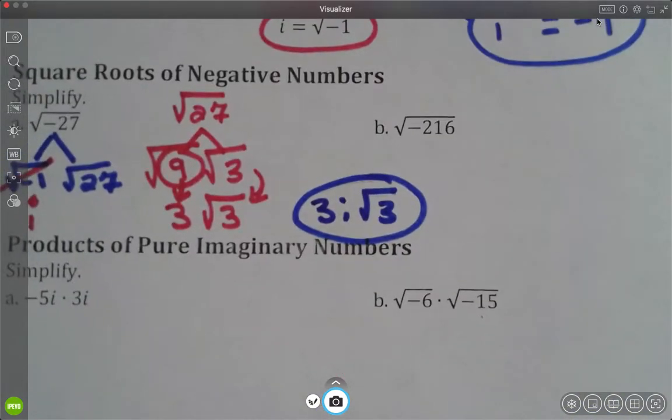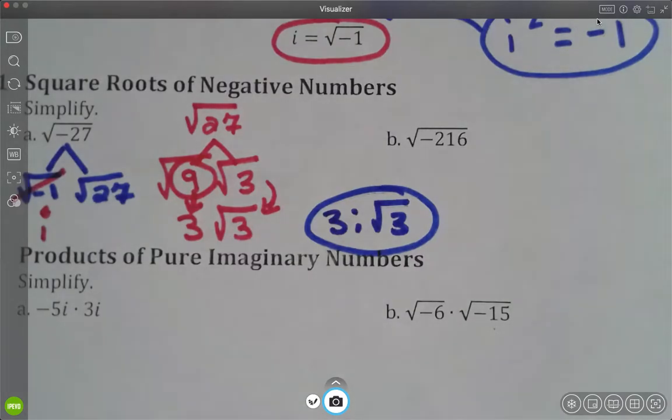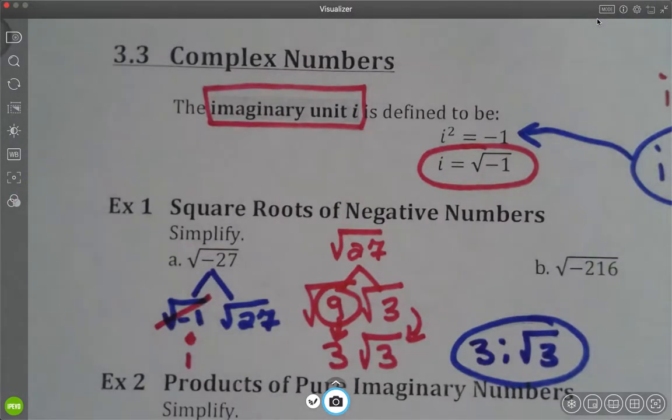Hold on, I'm delayed. There we go. 3I square root of 3. Okay. All right, let's do one more to practice off to the side over here. I'll leave off the I.